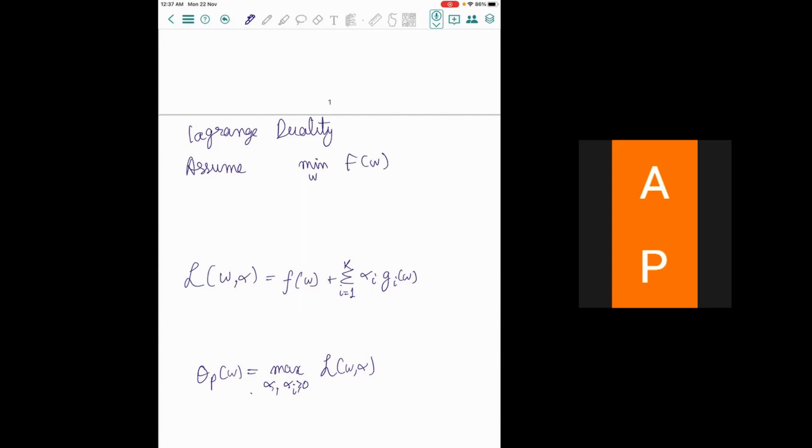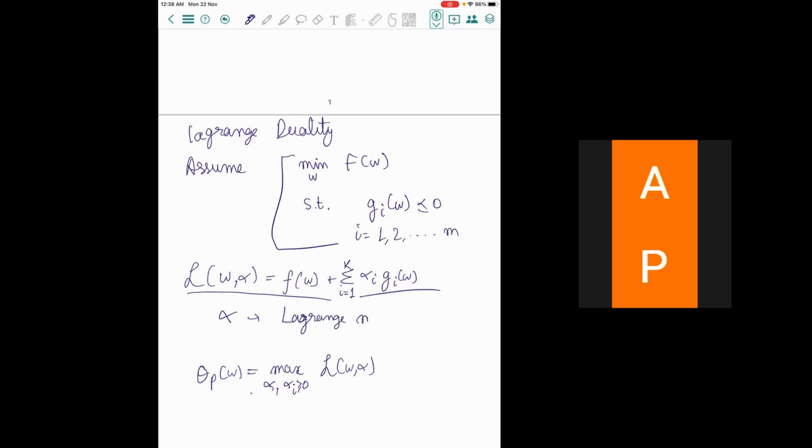And let's say we have a constraint that there is a family of functions gi(w), which all should be less than or equal to 0. Gi is a family, where i goes from 1, 2, 3 up to m. So you have a family of functions, and all of them should be less than or equal to 0 at w. So this is the problem that we have. We want to minimize f(w) with respect to w such that this condition is always satisfied. So we define a generalized Lagrangian, which is defined in terms of w and alpha. Alpha is something extra that we introduce. Alphas are called Lagrange multipliers.